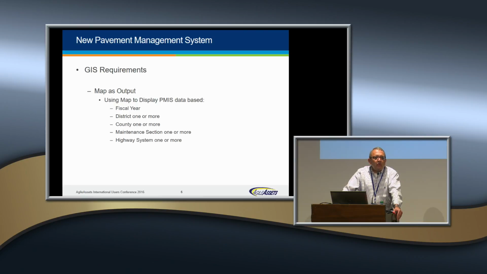In the user requirements, we had a big document for the GIS user requirement part of our RFP, and these are some of what we wanted. We wanted to be able to map the data by year, for any fiscal year. You can map the data for one district, two districts, or by county, or by maintenance section, more than one county. You can also map it by highway system, so you can filter where you're just mapping for a specific highway. And we wanted to have the map as an output. Hopefully in the future we'll have the map as an input also.